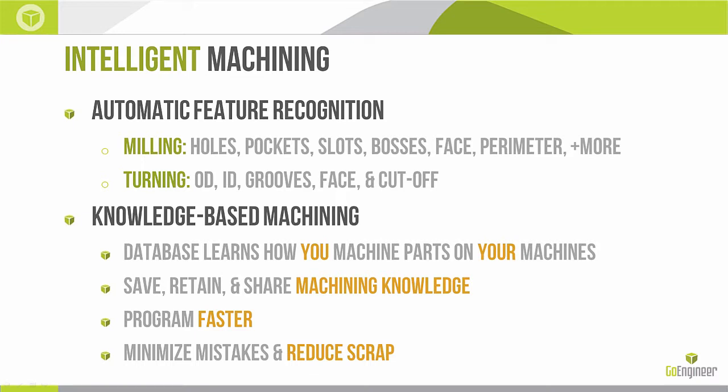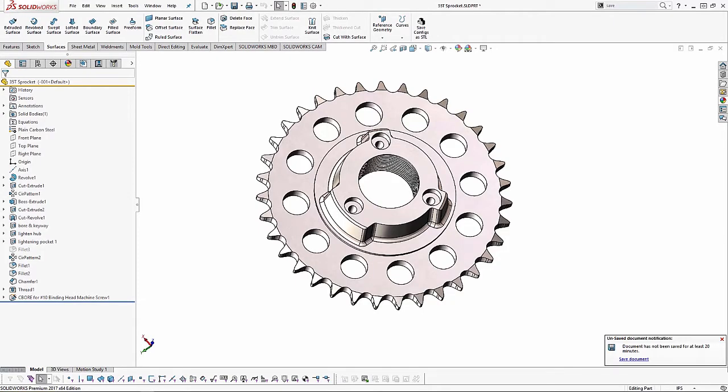It's also going to help us program faster. We don't have to remember how we programmed a similar part a week ago, a month ago, a year ago, because SolidWorks CAM is going to remember that for us and recall it for us. And for that same reason, it's going to minimize the mistakes and also reduce scrap. So those are the key points of SolidWorks CAM. Let's jump into the software. And we're going to take a look at this part. It's a fairly complex part.